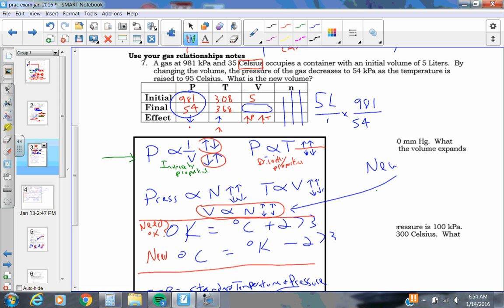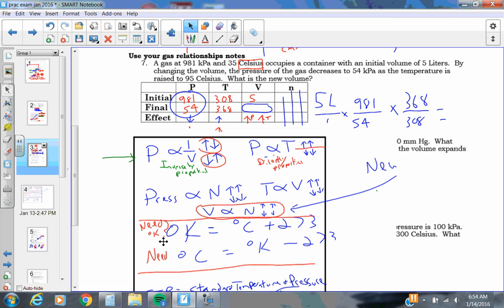If the pressure is going to go up, I have to have the big number on top. How about the temperature? Same thing, the temperature needs to become bigger as a result of what I do, so I'm going to have 368 on top and 308 on the bottom.